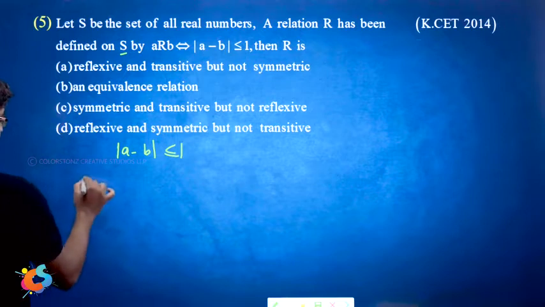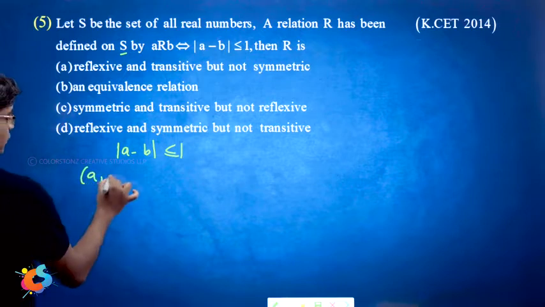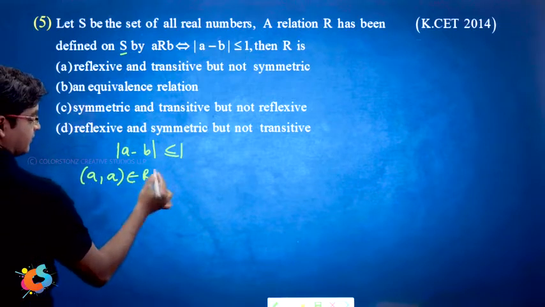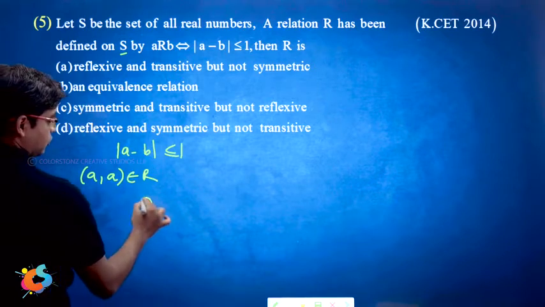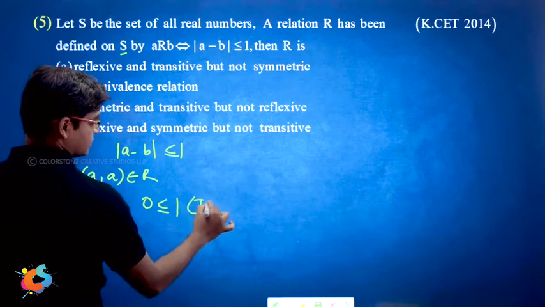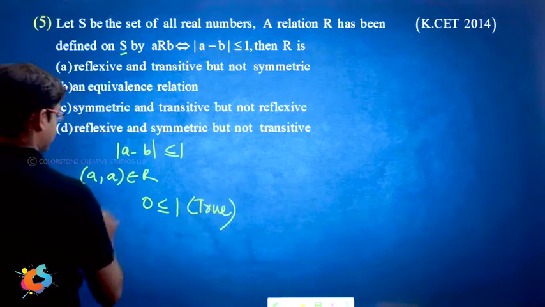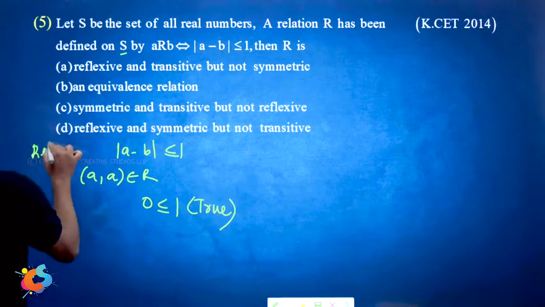Will it be reflexive? If (A, A) belongs to R, then it will be reflexive. That means both are A, so mod 0 is 0, and 0 is less than or equal to 1 is true. So therefore, it will be reflexive.